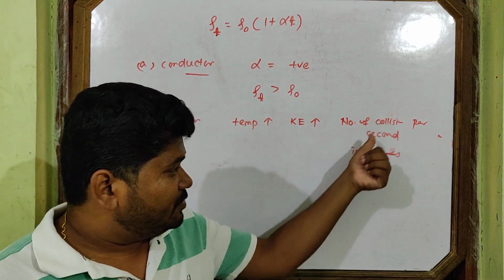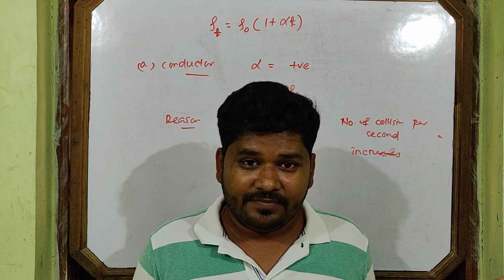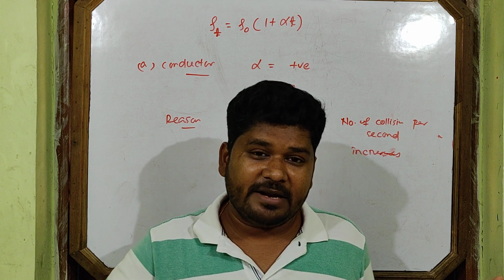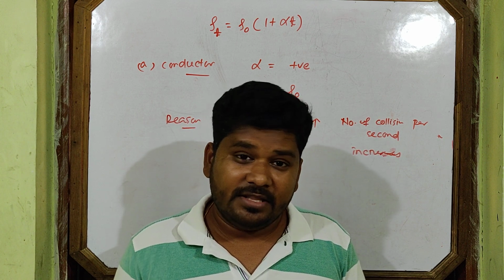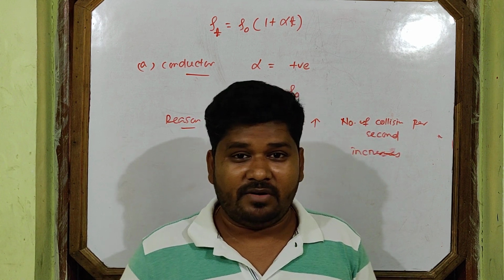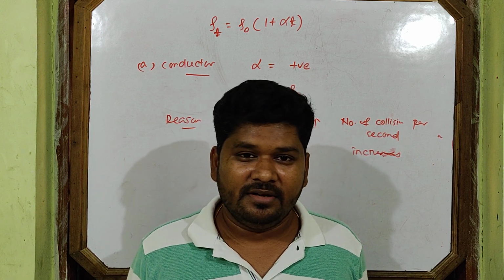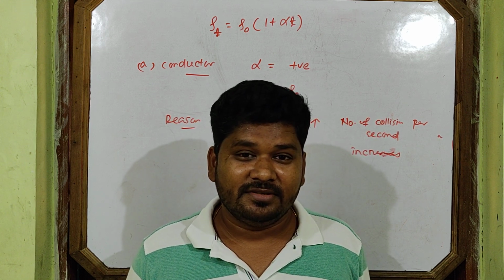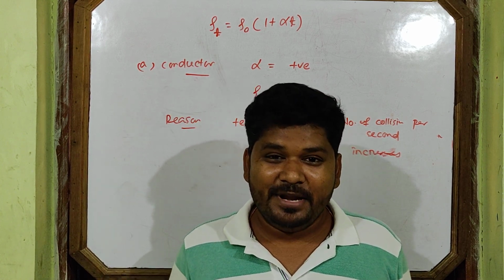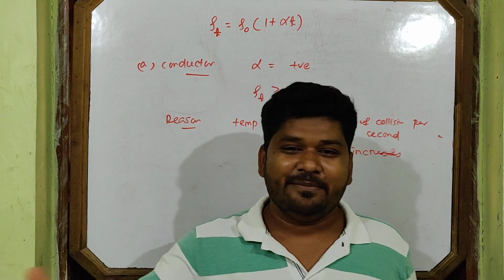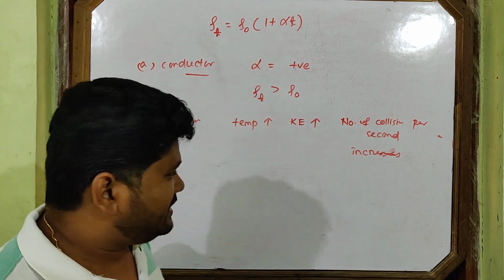Is it clear now? More collisions will happen. Imagine that on the road, all the vehicles double their speed. Someone driving at 40 km per hour will start driving at 120 km per hour. What happens to the number of collisions? Immediately the number of collisions, the number of accidents, will increase if the velocity becomes double or triple. So the number of collisions per second increases, hence the resistivity increases.